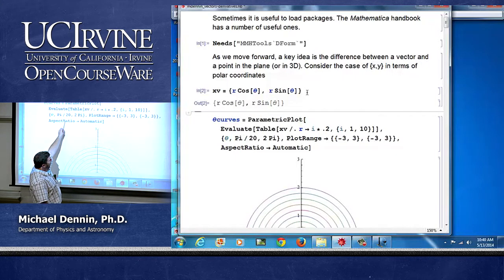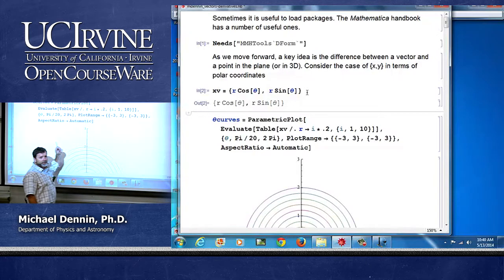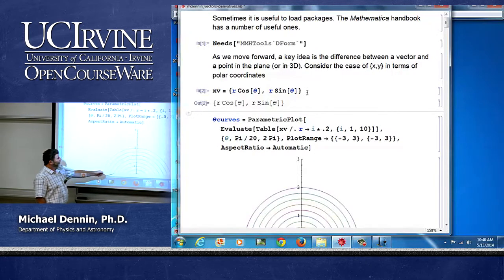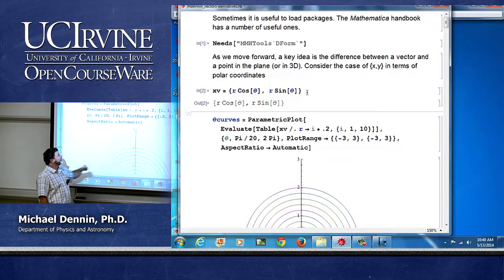I'm sorry. Yeah, let me say it again. We're going to use fixed theta values, and we're going to vary r in this range. Okay? And so you'll get these curves at different fixed values of r for all theta.